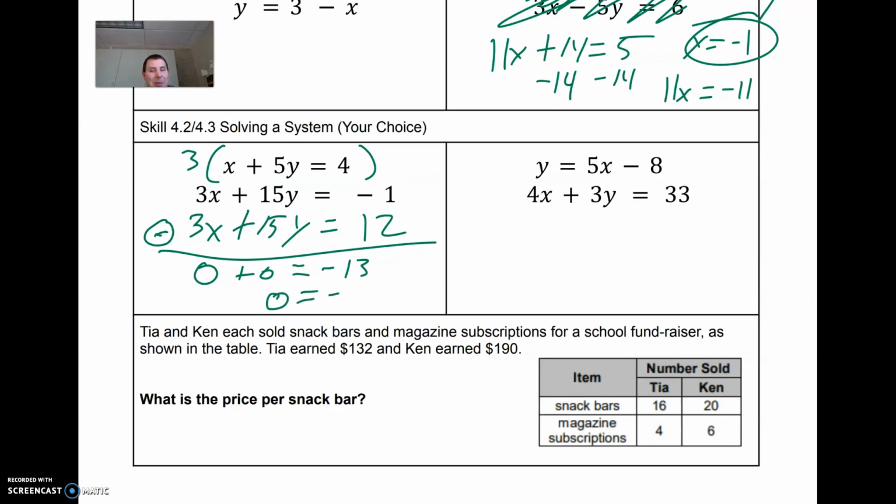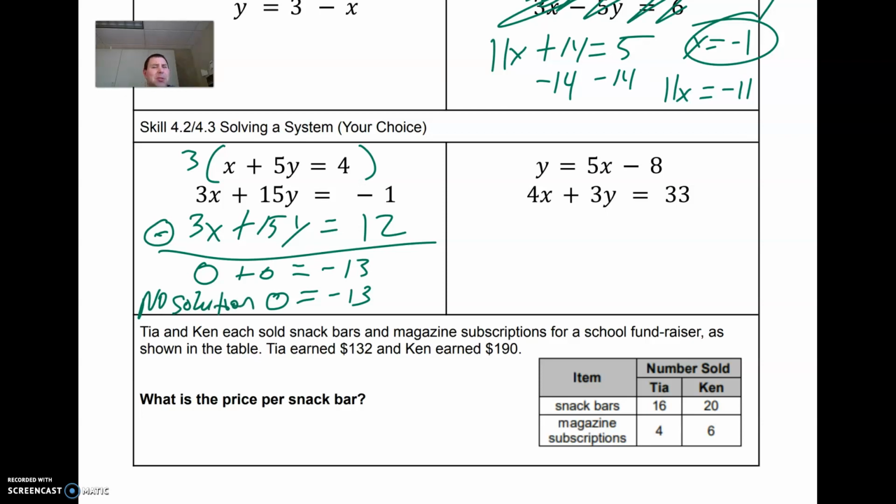So this is where it gets a little strange. We haven't talked about this. We will talk about it on Friday. But in this case, we have no solution. There's no way of getting these two equations to equal each other. So this one's a no solution because both canceled and 0 can never equal negative 13.